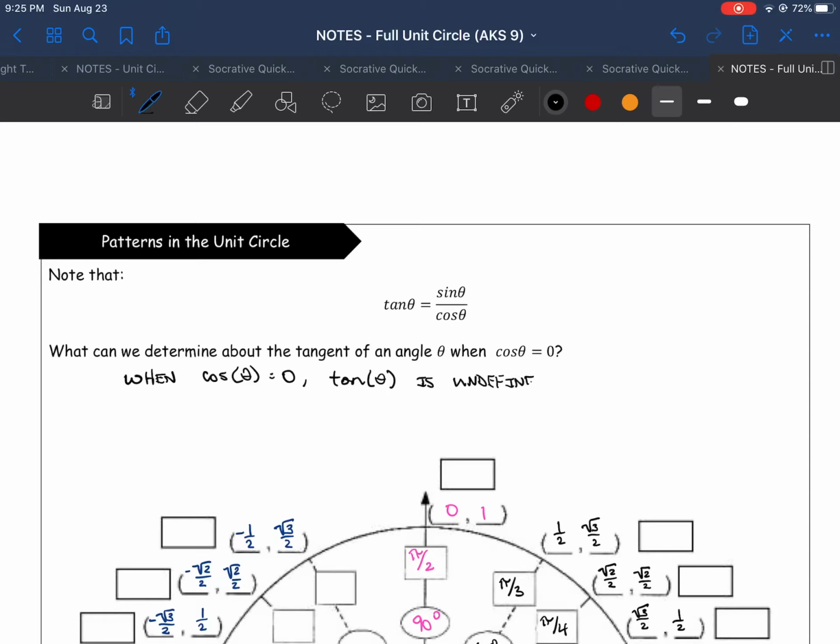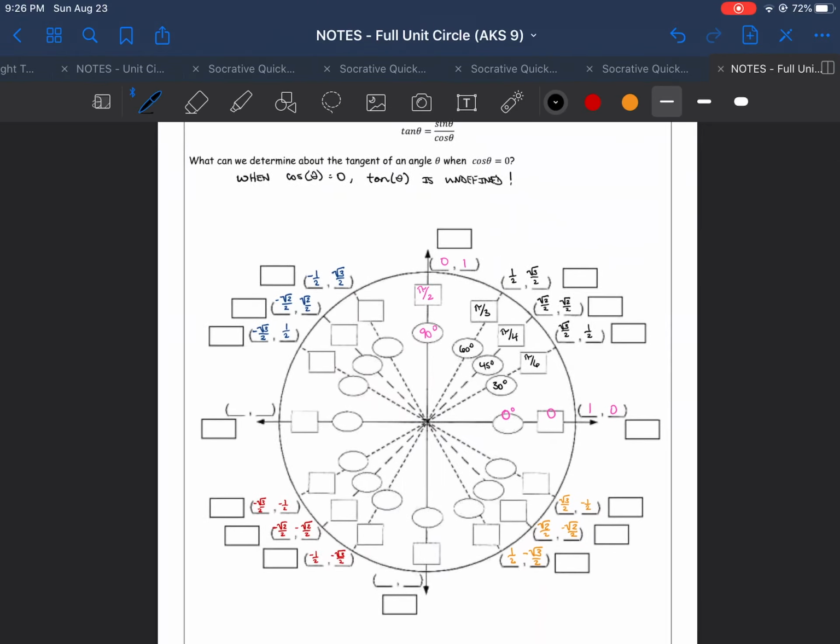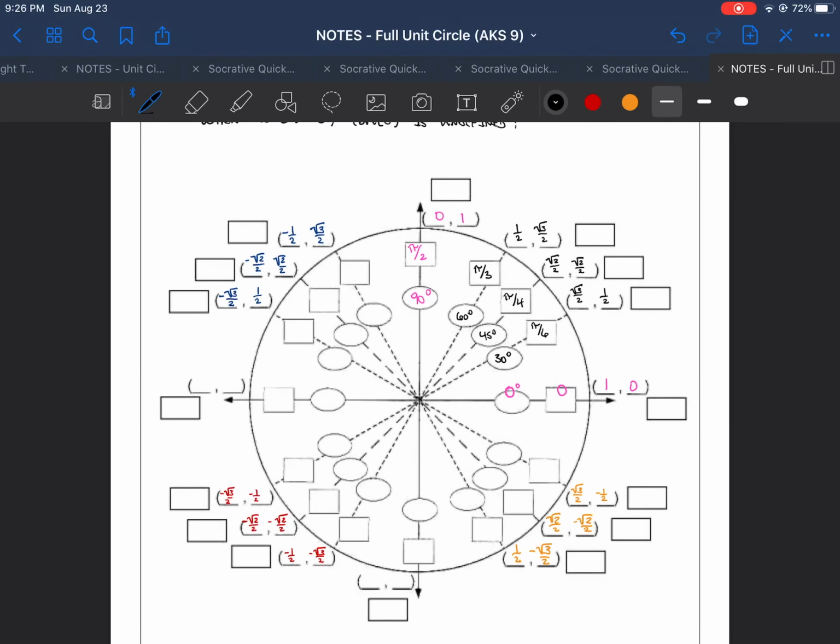The tangent of theta is undefined when the cosine of theta is equal to 0. Very important point. So let's think about what we know so far about the unit circle. We know our first quadrant. We know our 30, 45, and 60 degree angles. We know their radian equivalents, and we know the points going all the way around the unit circle.